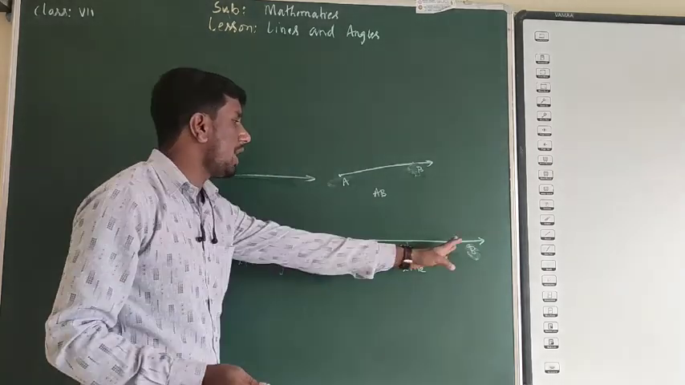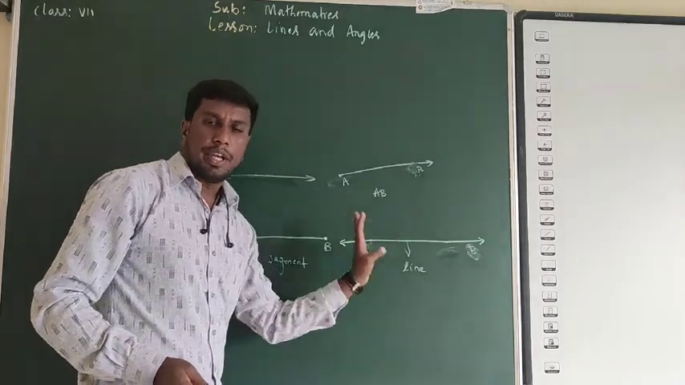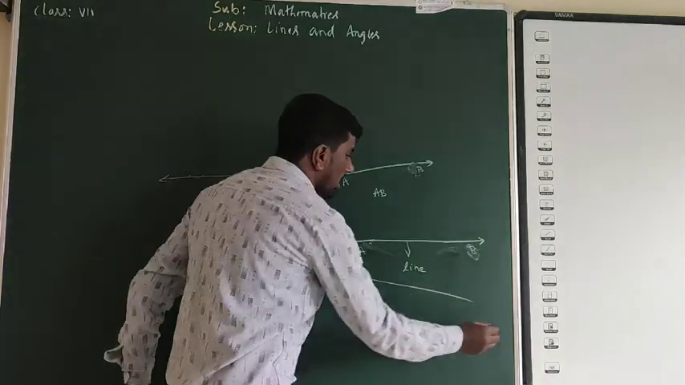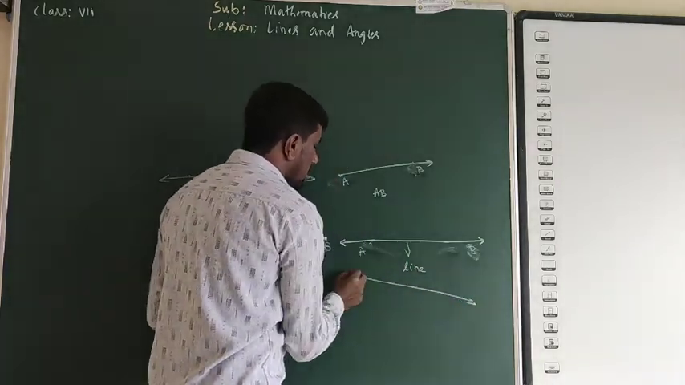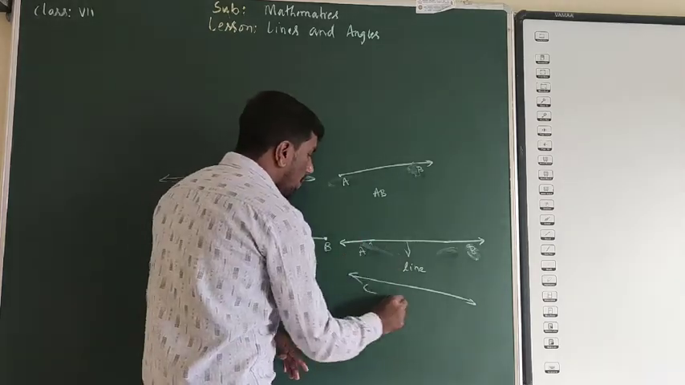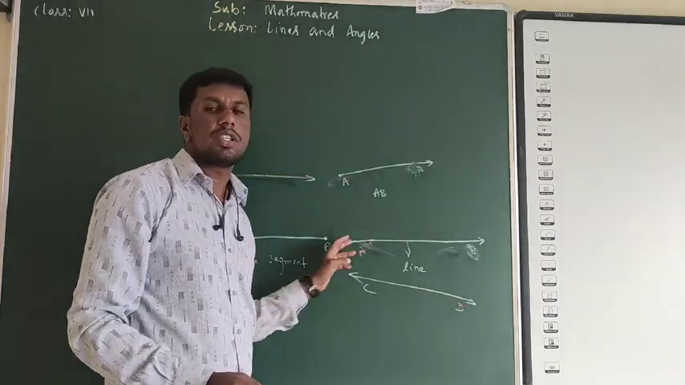But A and B are not endpoints here. A and B are not endpoints, only representing. This is line AB. Suppose one more line is going like this. I need to differentiate this line from this line, right? So therefore, we call it CD. This is line CD. This is line AB.